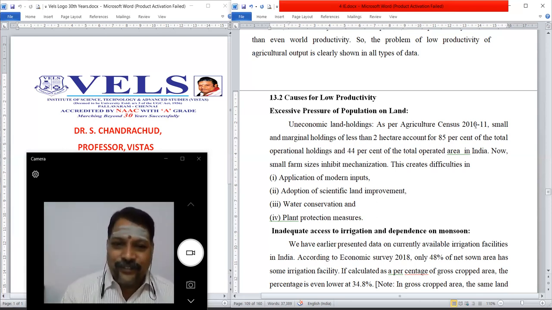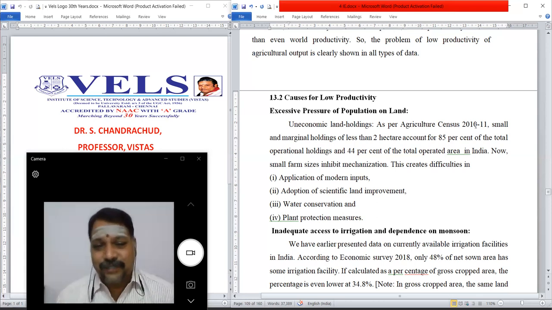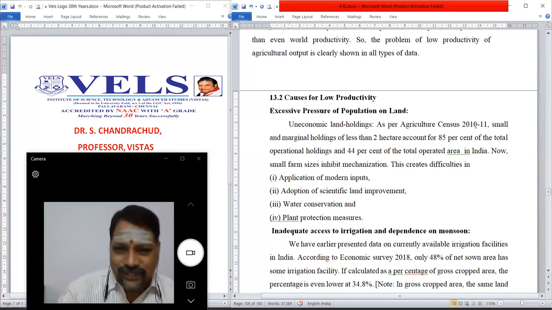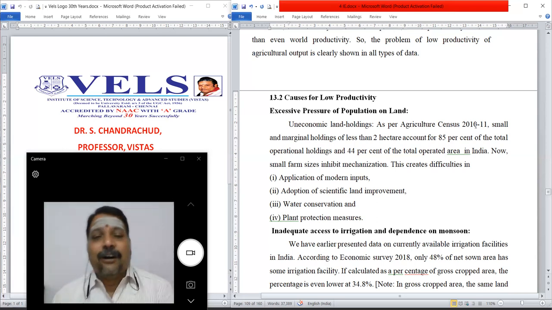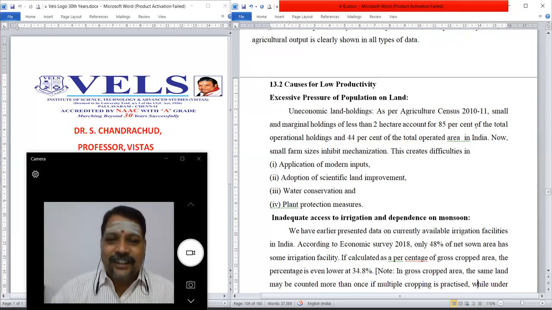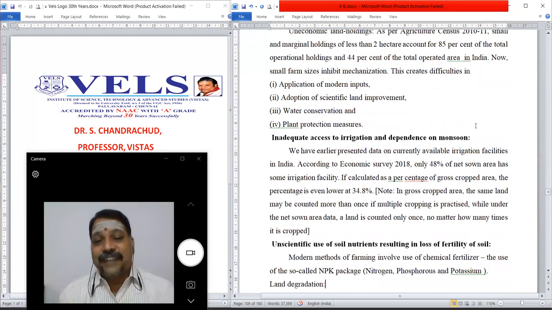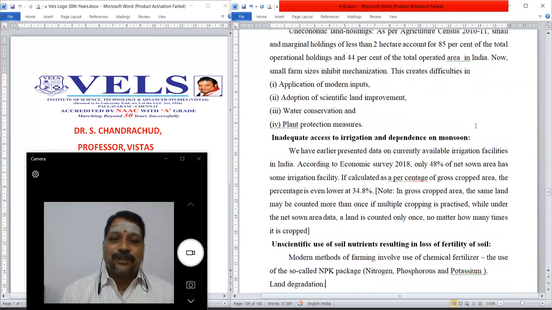What kind of difficulty are we facing? We are not able to apply modern inputs, and adoption of scientific land improvement is difficult to implement. Then water conservation is the other problem, and there is no proper scheme to protect all these measures. Because of this, the agriculture productivity is low. What is the reason? More number of people are employed in agriculture. That is why we are not able to give the required level of agriculture productivity. The second reason is inadequate access to irrigation and dependence on monsoon only.